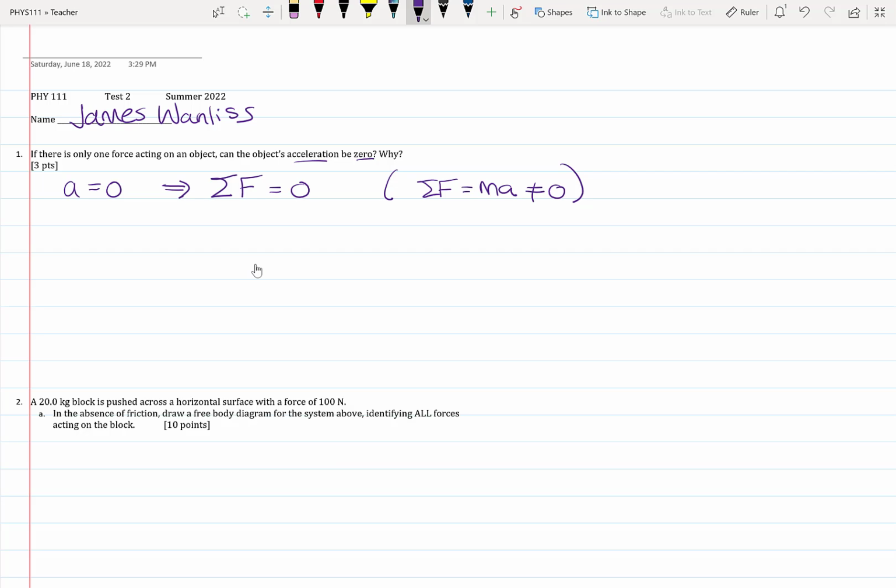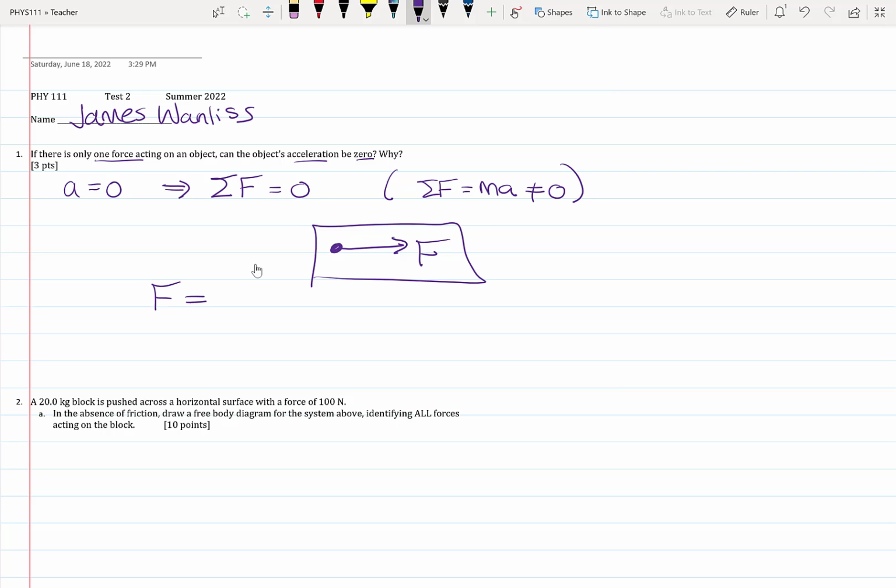Okay, so the problem says there is only one force acting. Let's take a look at that. There's the object. There's the one force. Is the sum of the forces equal 0, like we see in the picture over there? Or is the sum of the forces equal to ma? Well, the problem says that the sum of the forces is equal to F.